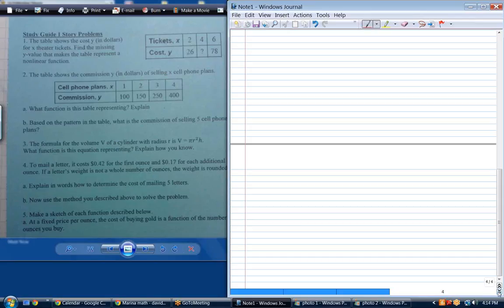Did she really mean to say nonlinear function? I'm not sure. Because the only y value that we can find that makes the table make any sense at all, notice that y is 13 times x. 26 is 13 times 2. 78 is 13 times 6. So the number that has to go there has to be 13 times 4, which would be 52. In other words, now the table looks like this.